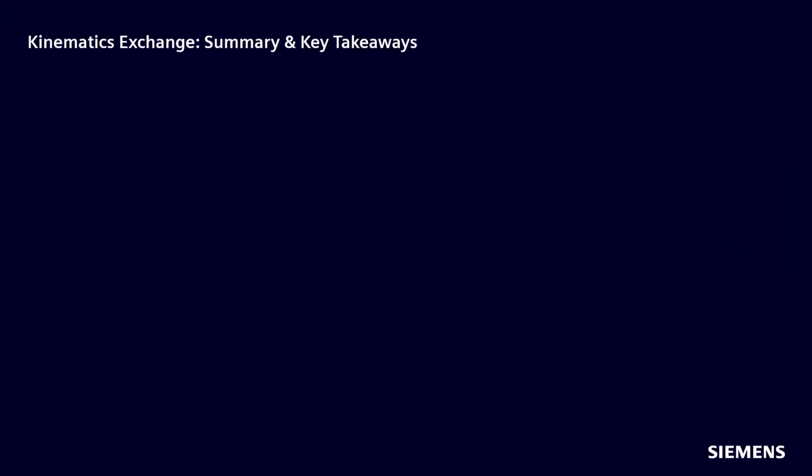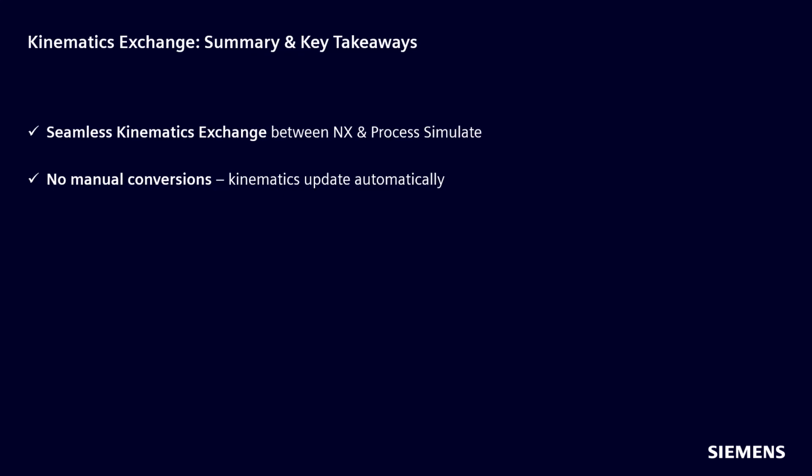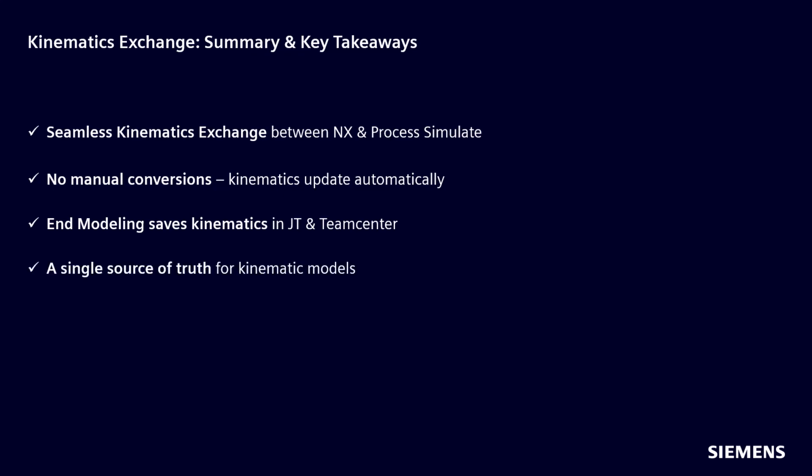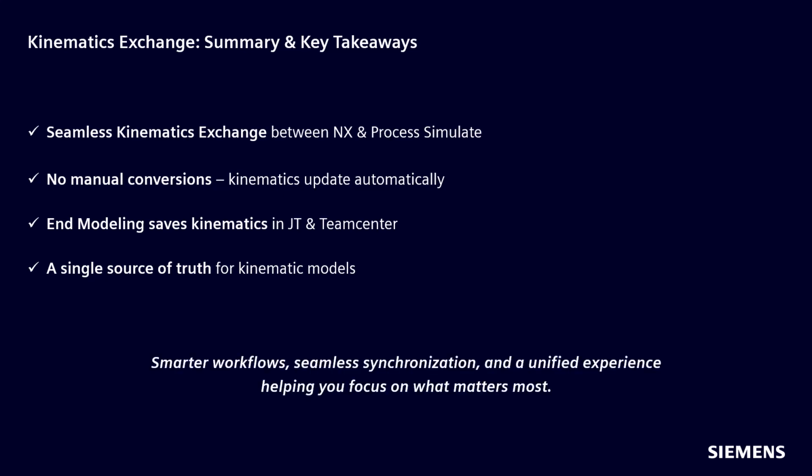In summary, the kinematics exchange capability seamlessly synchronizes data between Process Simulate and NX. No manual conversions are required to update kinematics. End modeling saves kinematics in JT for Process Simulate and in kin.plmxml for NX and other applications. Whether updating from Process Simulate or NX, kinematics are automatically recognized and transferred, ensuring a single data source across multiple Siemens tools. Smarter workflows, seamless synchronization, and a unified experience help you focus on what matters most.